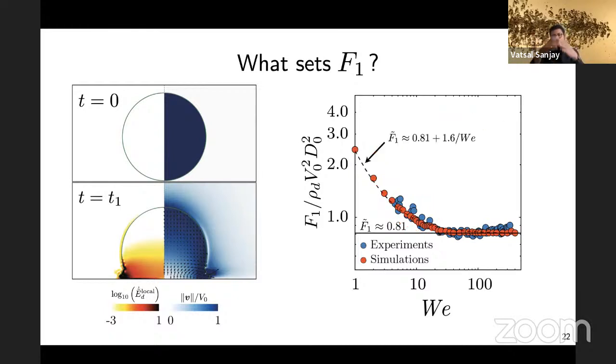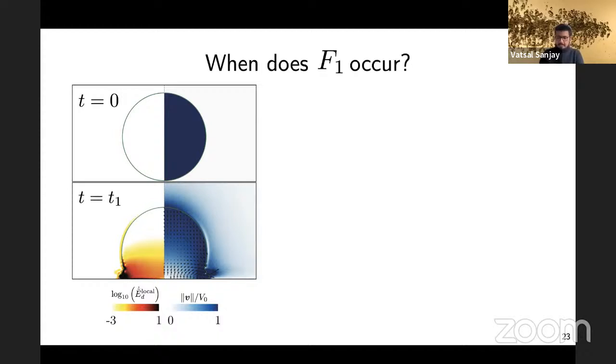And if you would try to rationalize this by making some sort of fit, so basically, if we are in the low Weber number range, then this term will dominate. So this force compensated in this way would give you 1 over Weber scaling, which you see over here. And in the high Weber number limit, we get this dimensionless force that goes to 0.81, and this is something that Leonardo Gordillo found theoretically in his paper, and we found it using this curve, and also using some scaling arguments. But then moving on, the second question that you might wonder is when will this F1 occur?